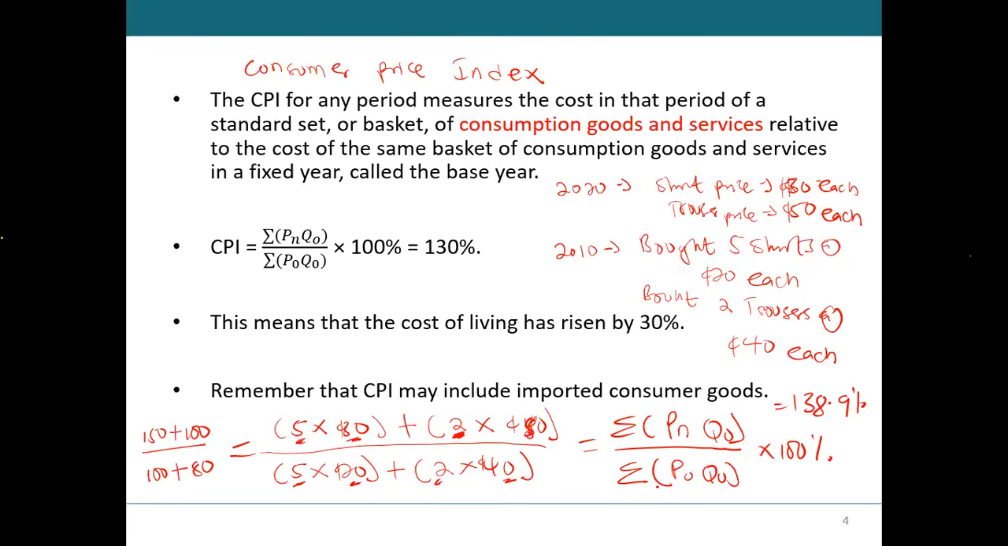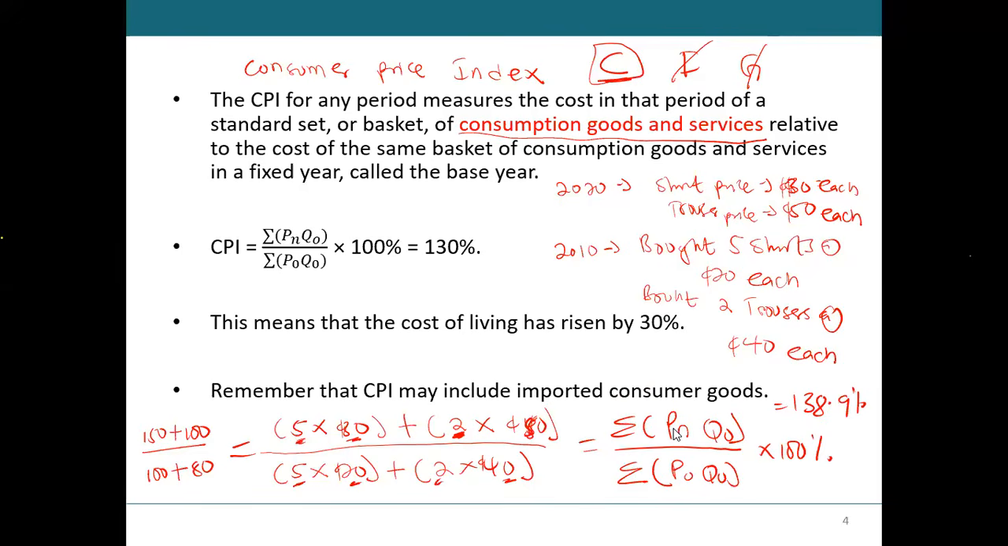Now, one of the things I want you to remember is that CPI measures only consumption goods and services. Note that. That means that CPI is about C. It's not about I. It's not about G. It's about C. So it measures consumption goods and services. Because of that, when consumers import to consume, it is part of the computation of CPI.